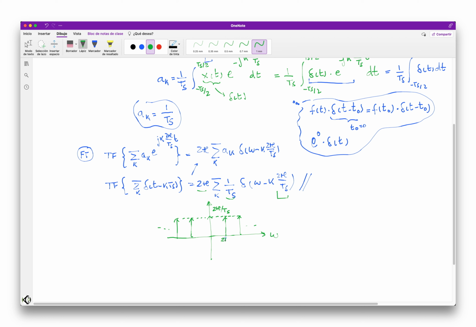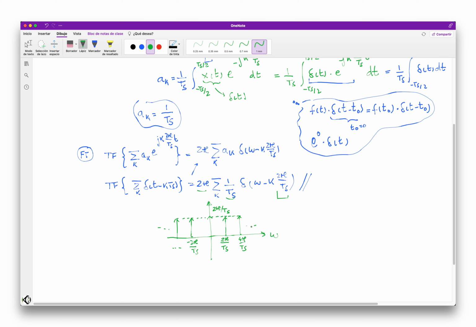So in this case, this delta will be at 2 pi divided by Ts. The second one will be at 4 pi divided by Ts. For k equal to 1, it's this. For k equal to 2, it will be 4 pi divided by Ts, and the same on the negative side.